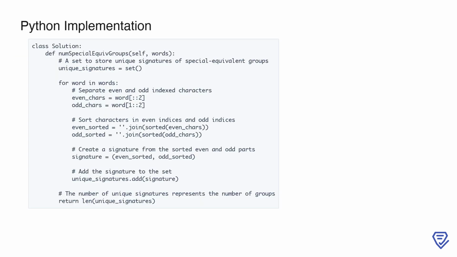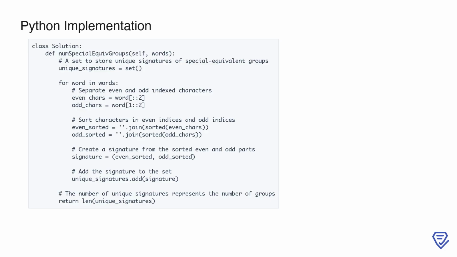This solution determines the number of groups of special equivalent strings by leveraging the properties of even and odd indexed characters. First, a set unique_signatures is initialized to store unique representations of each group. Each string is processed individually by splitting it into its even indexed and odd indexed characters using slicing, word[::2] for evens and word[1::2] for odds.